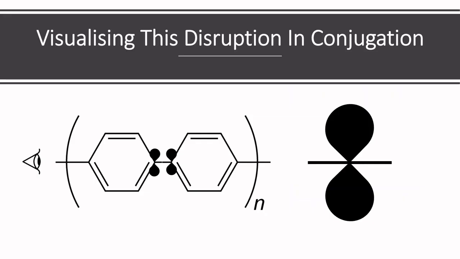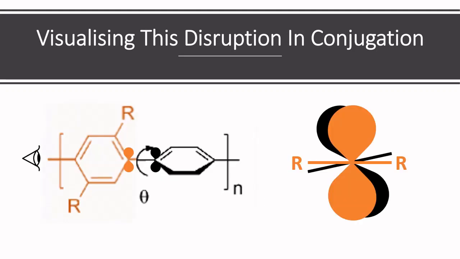I've created two slides to better visualize this disruption in conjugation from steric effects. So, if we look down the two benzene rings, we'll see that in this example it's completely flat. The two benzene rings perfectly line up along each other, and so do the p orbitals. This means that the conjugation is perfect.